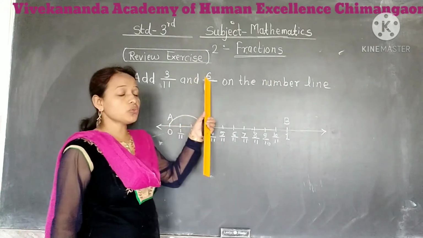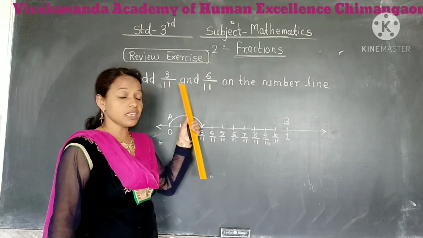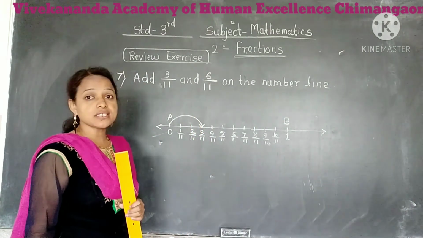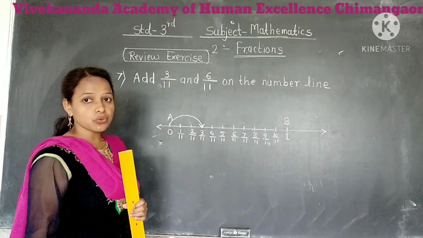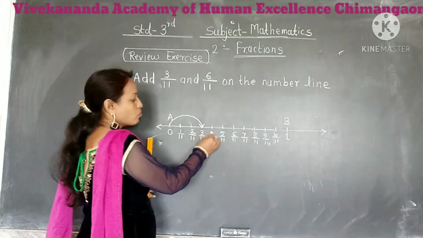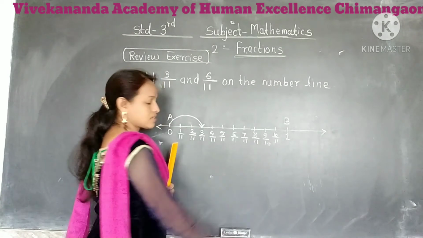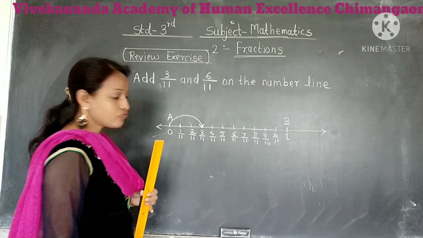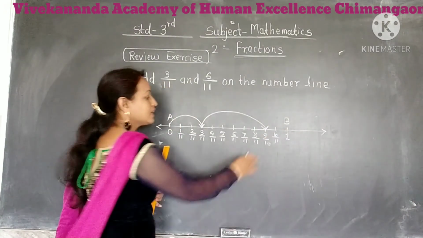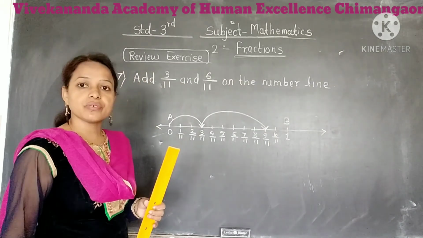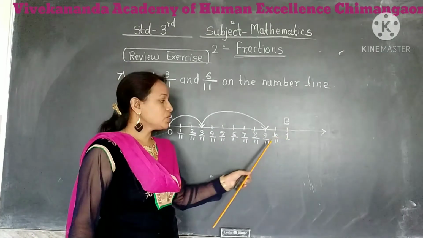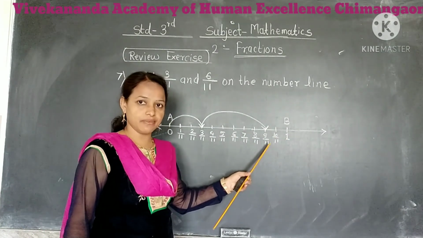Now here we have to add 6 upon 11 to 3 upon 11. Here the numerator is 6. So we move 6 steps towards B. We have to move 6 steps towards B. So 1, 2, 3, 4, 5, 6. So we move 6 steps forward. So we reach the fraction 9 upon 11. We move 6 steps towards B to reach fraction 9 upon 11.